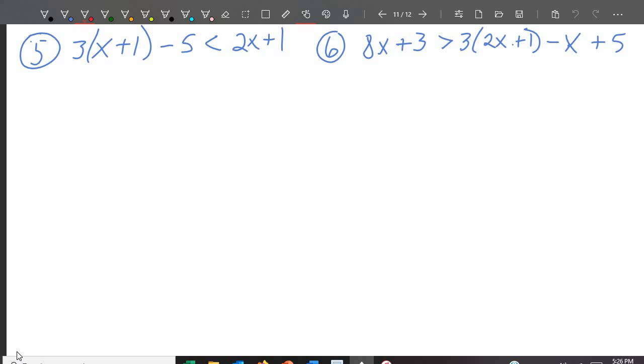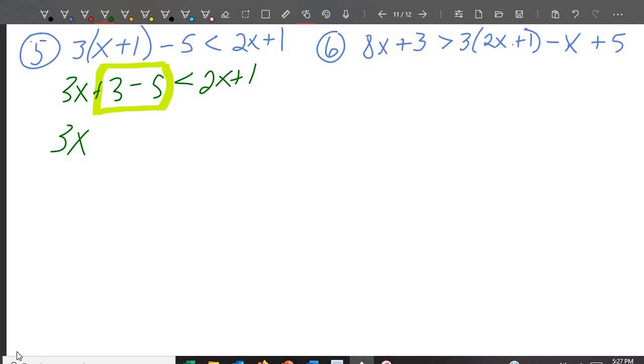Let's do 2 more. The one on the left, we have to do the distributive property first. So we're going to get 3x plus 3 minus 5, less than 2x plus 1. Now on the left side, notice I can combine those two numbers before we start solving anything. So 3 minus 5 is negative 2.